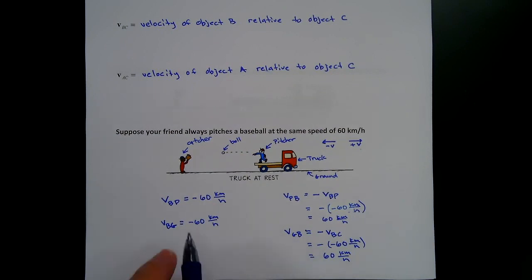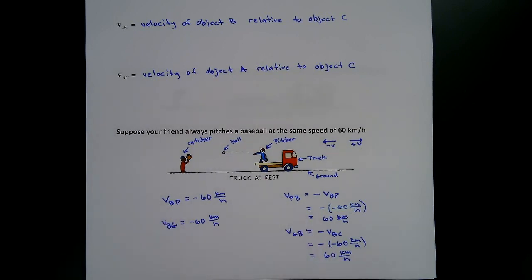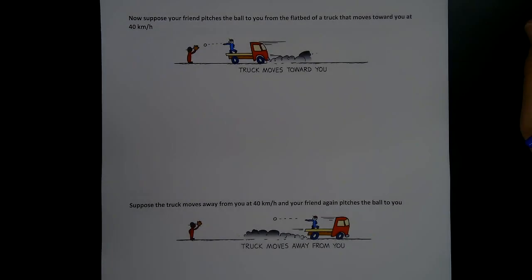I can't stress this enough, that you understand this idea that if I give you the velocity of the ball relative to the person or the pitcher, you can also give me the velocity of the pitcher relative to the ball. All right, so let's go to the next problem that's on the next page.